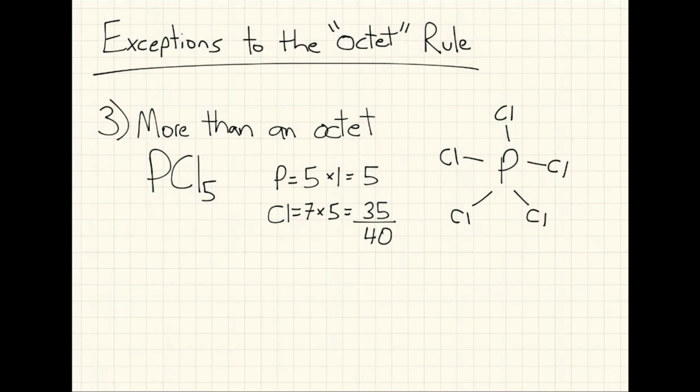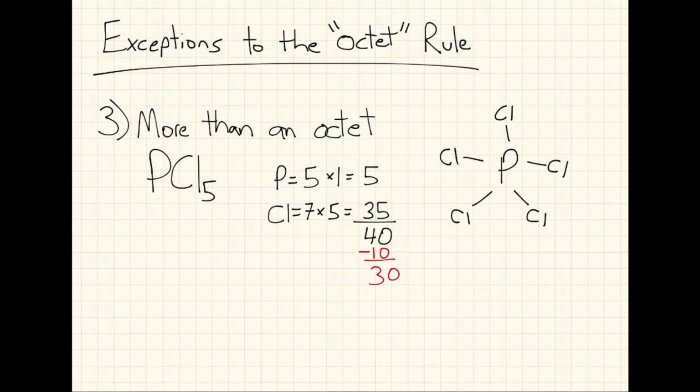And let's not forget, every single bond contains 2 electrons. And I've got 5 bonds for a total of 10 electrons. So what that's going to mean is from my grand total, I have to subtract 10, and I'm now left with 30 electrons to place in this diagram.